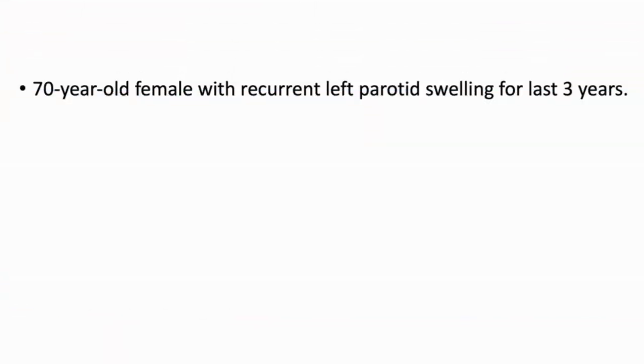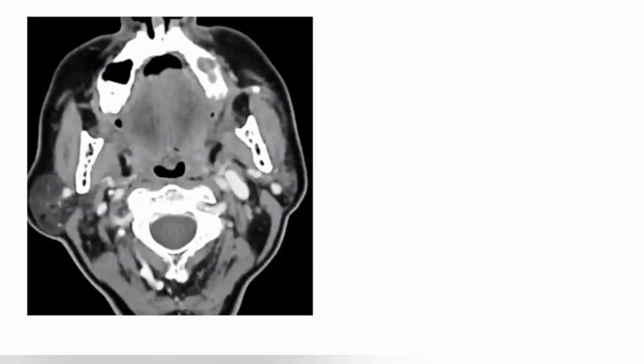A 70-year-old female with recurrent left parotid swelling for the last 3 years. This is the CT with contrast, an axial image at the level of the neck, showing both parotid glands, in which I can appreciate that the left-sided parotid gland shows a hypodense lesion, which is involving almost the whole of the parotid gland. That is a vein.